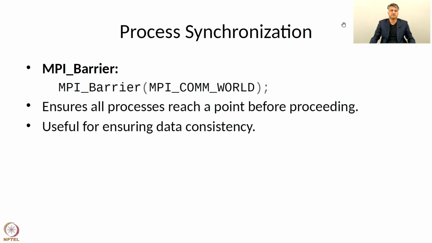For that, we use the MPI barrier function. Once you put an MPI barrier, this ensures that all processes will reach that particular point before proceeding to the next part of the code. This is very useful for ensuring data consistency.